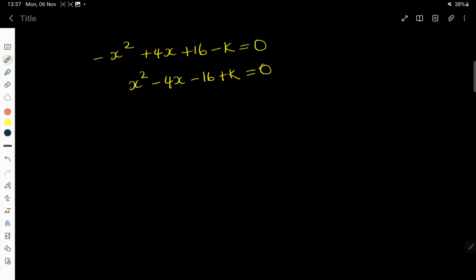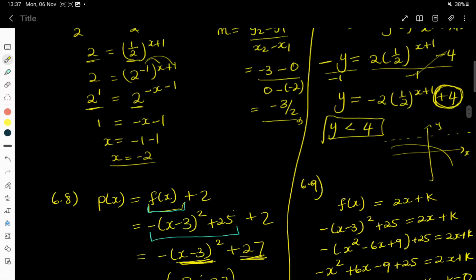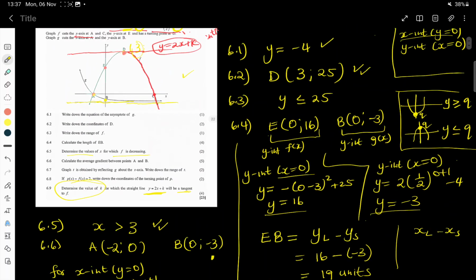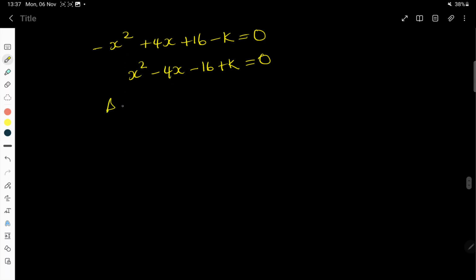Now it's nature of roots, guys. This question is always nature of roots. Because they touch only at one point, it means the roots are rational. They are equal. We have equal roots. So delta must be equal to 0. That's a very important key. So delta must be equal to 0 here. Then it means delta is b squared minus 4ac is equal to 0.